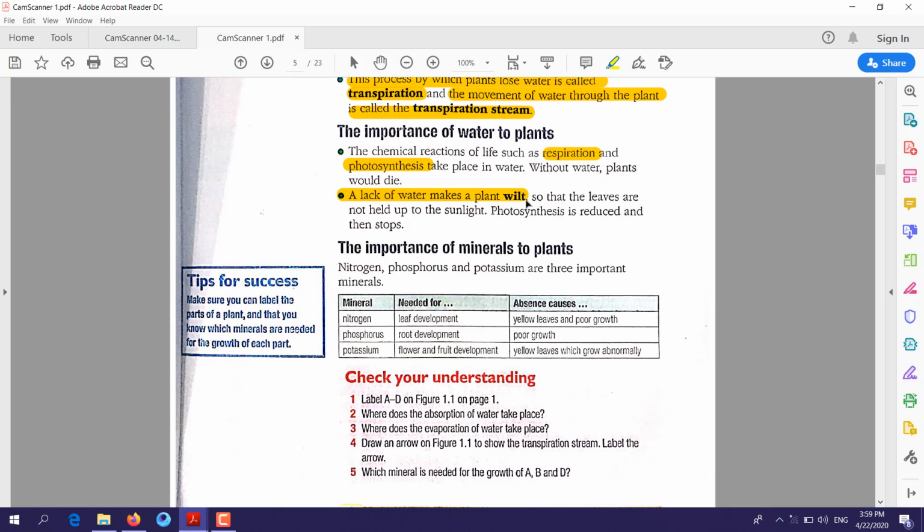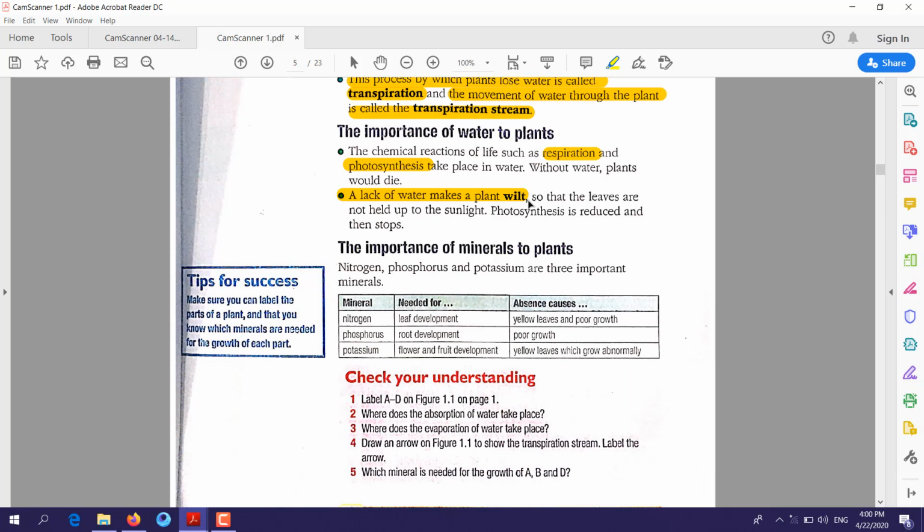So a lack of water will affect what? It will affect the chemical reactions taking place in the plant, especially photosynthesis. No water means no photosynthesis. No photosynthesis means no food for the plant. Of course, no food for the plant means no food for the cells. At the end, what will happen to the cells? These cells will die.